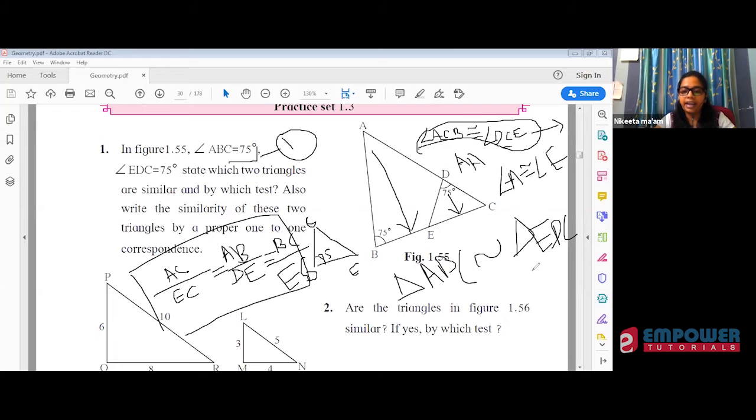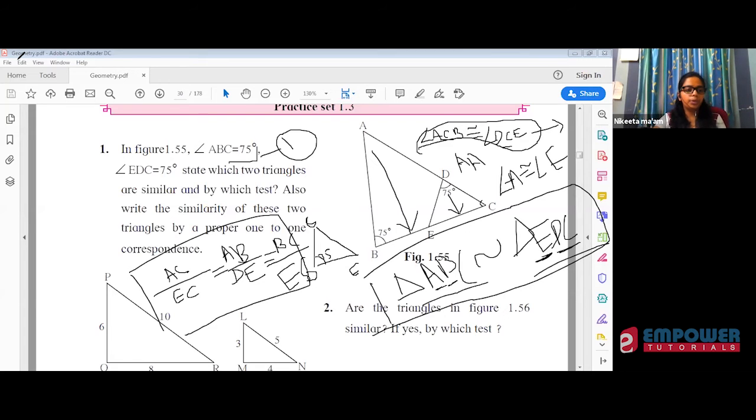EDC. While writing, also make sure that you write the congruent angles in matching order. So angle A is congruent to angle E. I have started with angle A here, so here I have started with angle E. Then I have said triangle ABC, so I have used B over here. The angle congruent to B will be angle D. So D over here. And then C is congruent to C. So I have written triangle ABC is similar to triangle EDC. You have to write in this way only.